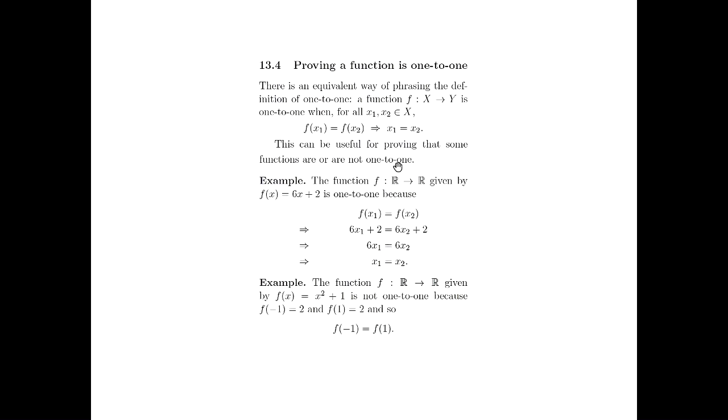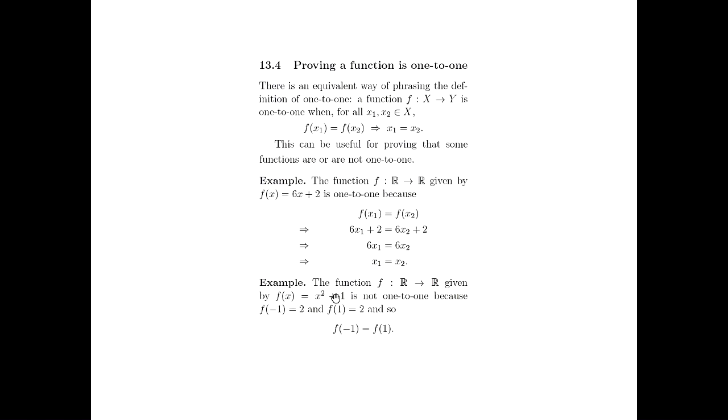So for example, if I take the function from the reals to the reals given by 6x plus 2, I can prove it's one-to-one by saying, well, if f(x1) equals f(x2), this is for all x1 and x2 real numbers, then these two things would be equal, so 6x1 would equal 6x2, so x1 would equal x2. But of course, you can't do this with every function, right? Because if we tried to do it with a function like x squared plus 1, it wouldn't be one-to-one, because if we put in -1 and 1, we get out 2, right?